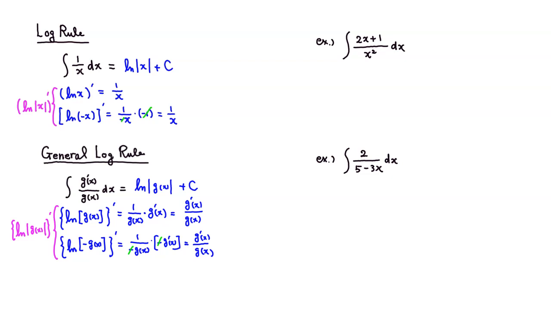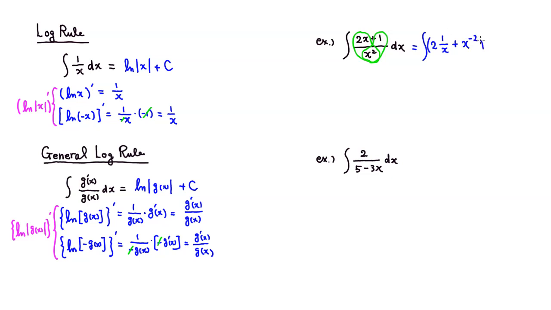Alright, let's look at a couple of examples. For the first one, we have to do a little bit of rewriting. I'm going to split it into smaller fractions. You have 2x divided by x squared. First, you can pull the 2 outside. Then one of the x's cancels out, so it's just 1 over x. The other one is just 1 over x squared, which is the reciprocal of x squared, the same thing as x to the negative 2 power.